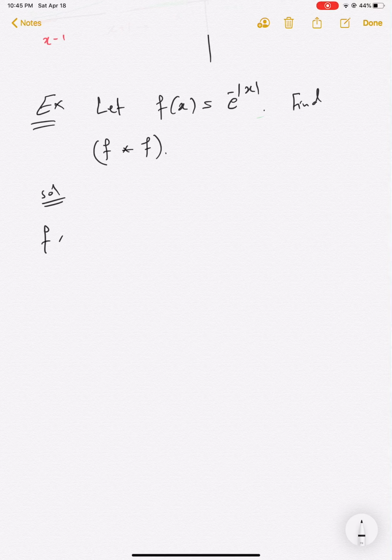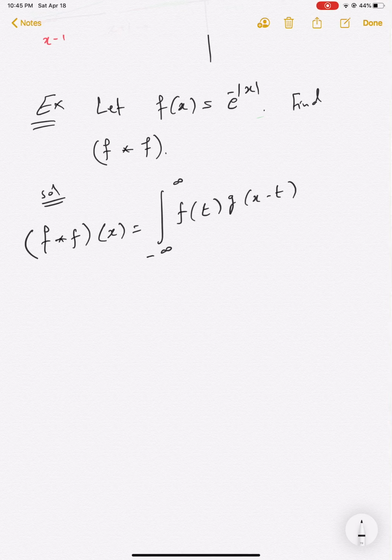We start with the definition. So what's the definition of the convolution of any function with another function? In this case, it's the same thing. So it's the integral from -infinity to infinity. In one of the functions, we just replace x by t, and in the other function, we replace x by x minus t. But in my case, the functions f and g are the same, so basically I don't have f times g, I have f times f. So this is the integral from -infinity to infinity. What is f of t? It's e to the minus absolute value of t. And f of x minus t is e to the minus absolute value of x minus t, dt.